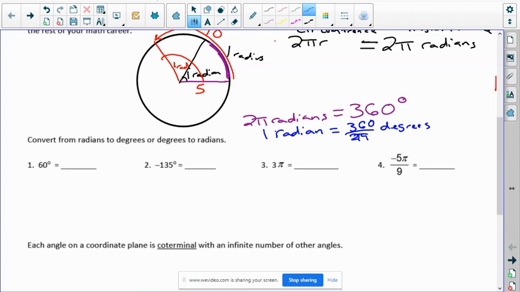Or that 1 radian is 180 over pi degrees. So this is important to realize. Also, you could go a different direction with this, and you could divide by 360 on both sides. So that would give you pi over 180 of a radian is 1 degree.